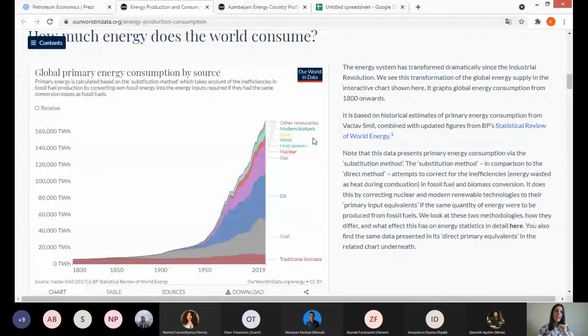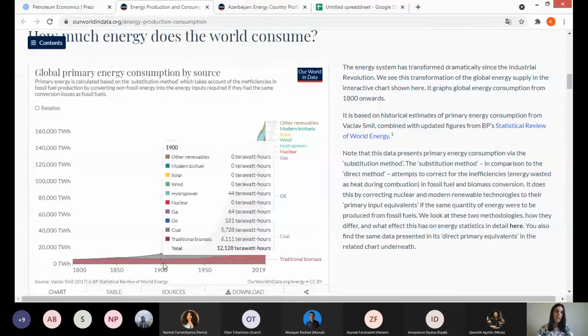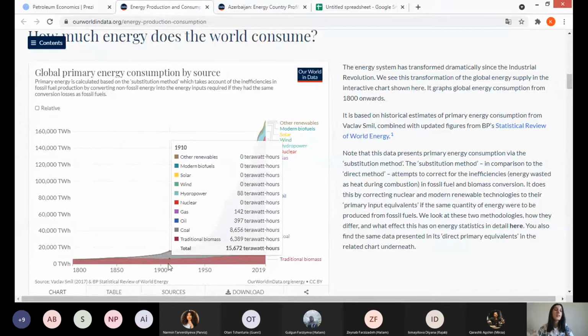So if you look at, let's say, the beginning of the 20th century, we can see that coal was a leader. Traditional biomass and coal were leaders in energy consumption. But when time passes, we can see that here in 2019, the recent data, oil is a leader in energy consumption.